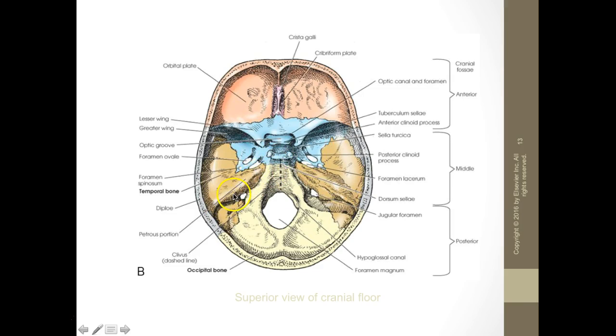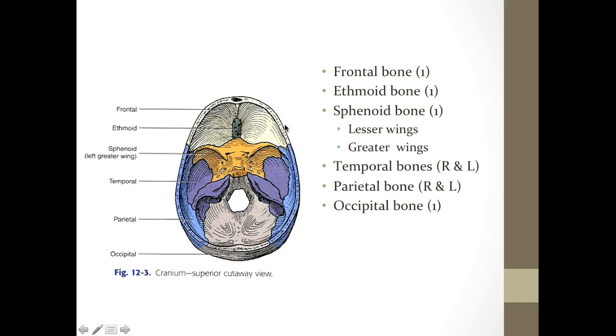You have your petrous portion, diploe here, spongy bone, temporal bone, foramen spinosum, ovale. You have your optic groove with your greater wing, lesser wing. So there's one frontal bone, there's one ethmoid bone, one sphenoid bone. There's a right and a left temporal bone and a right and a left parietal bone with one occipital bone, so don't get that wrong.